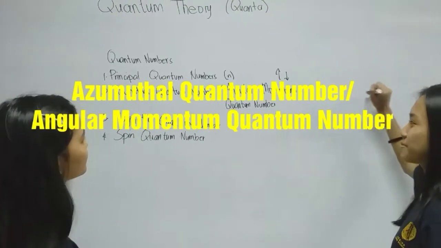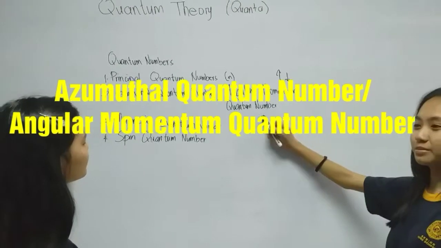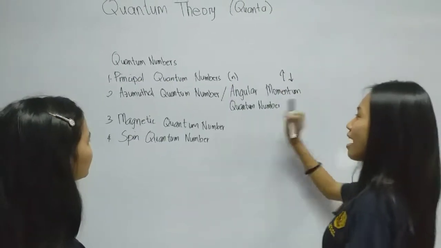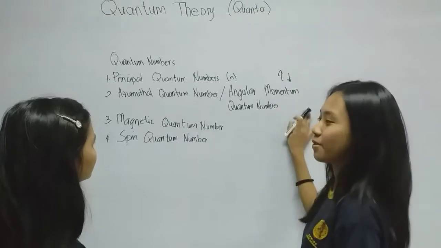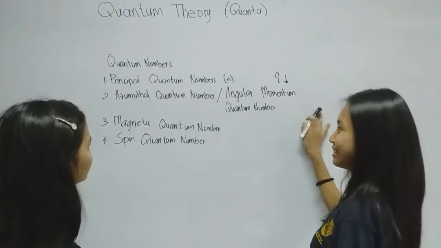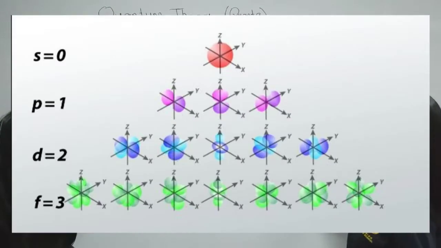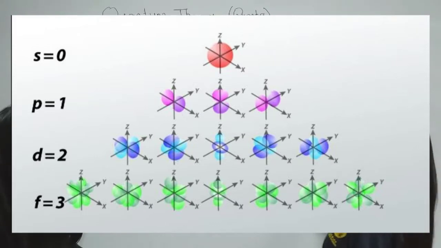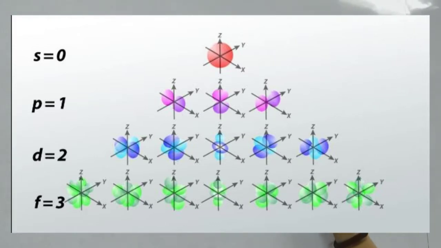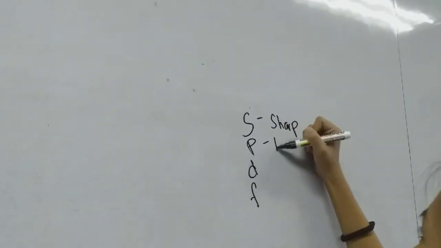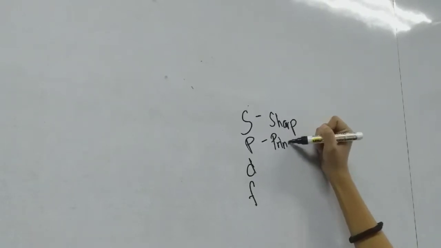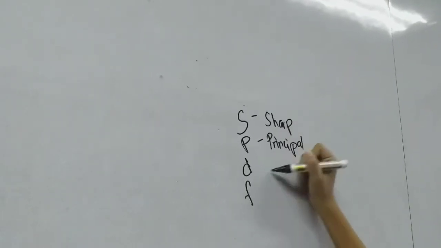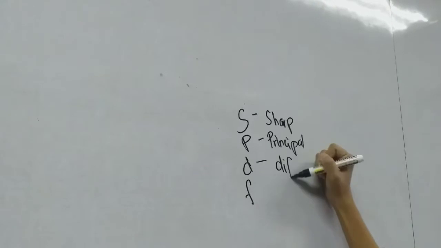Azimuthal quantum number, or angular momentum quantum number, describes the shape of a given orbital. A value of the azimuthal quantum number can indicate either an S, P, D, or F subshell. S, P, D, F. S for sharp, P for principal, D for diffuse, and F for fundamental.